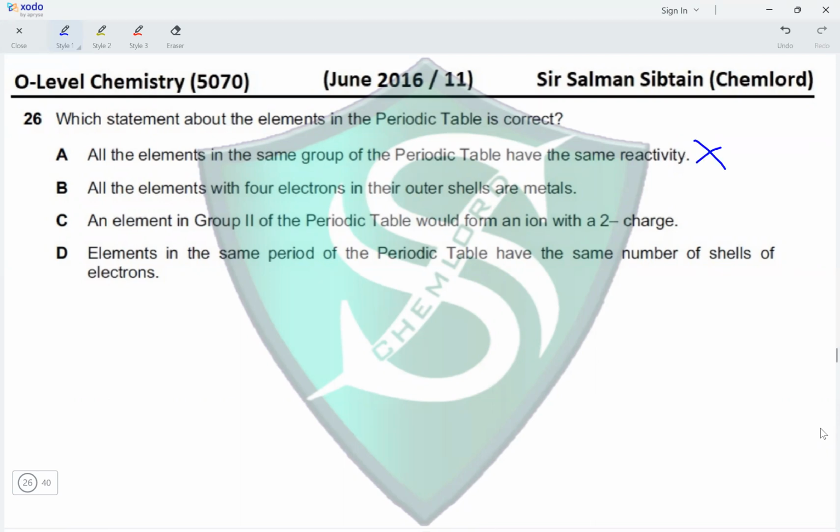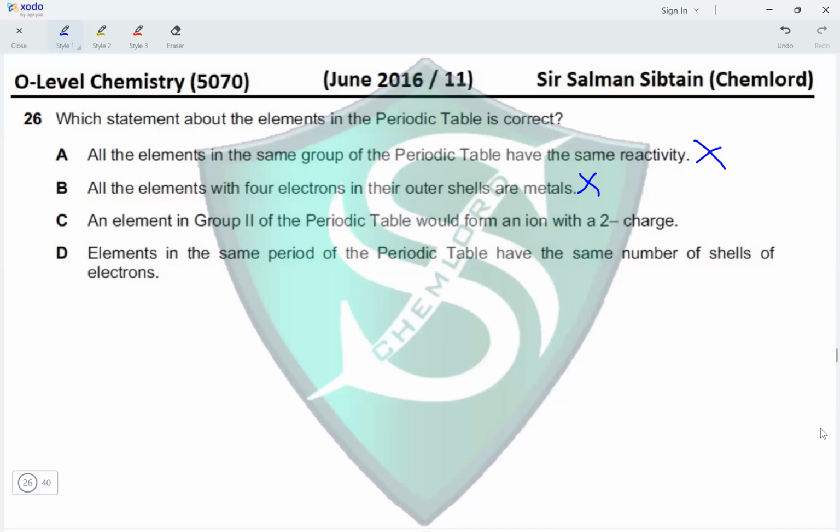All the elements with 4 electrons in their outer shell are metals. Carbon has 4 electrons in its outer shell, and carbon is a non-metal. Same thing with silicon. Lead and tin are metals with 4 electrons in their outer shell. So both metals and non-metals can have 4 electrons in their outer shell.